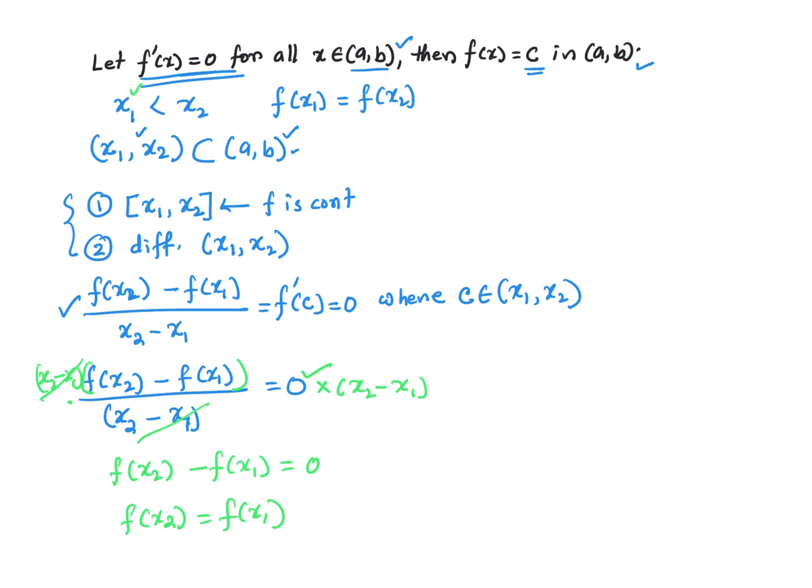However, these x1 and x2 are arbitrary points in that interval. So it could be anything. So therefore, we just showed that for any two different points in this interval (a, b), f of x sub 1 must be equal to f of x sub 2. That means the function is constant in that interval, because the function value does not change whatever input you give it.